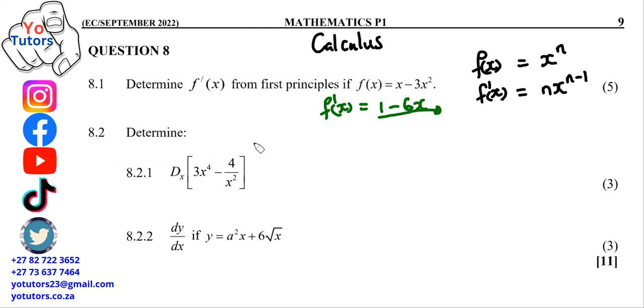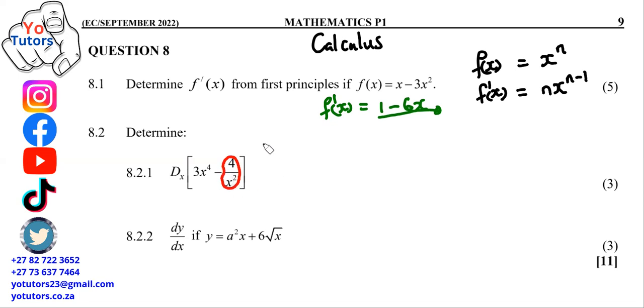Now, let's also look at this question here, where we are saying 3x to the power 4 minus 4 over x squared. What is wrong here? Where is the problem? The problem is here. So how do you deal with this problem?